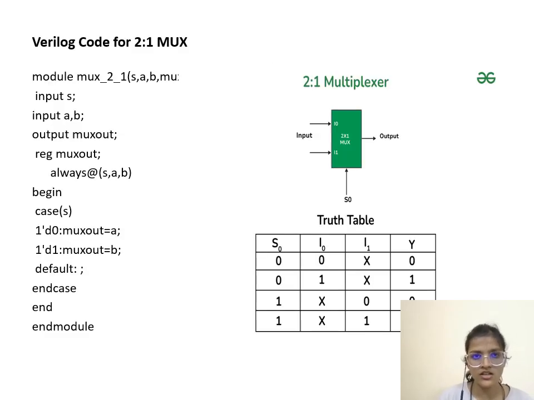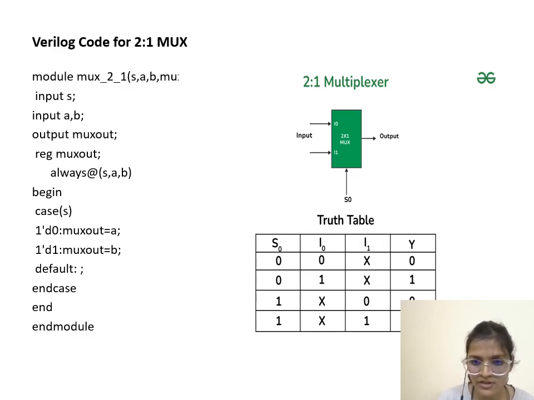First we will see the 2 is to 1 multiplexer. As we can see in the block diagram, there is one selection line, so 2 to the power 1, which is 2. So there are two inputs I0 and I1 and we are getting one output. In the truth table, the value of S0 can be either 0 or 1. Whenever the value is 0, the I0 input will be selected as output.